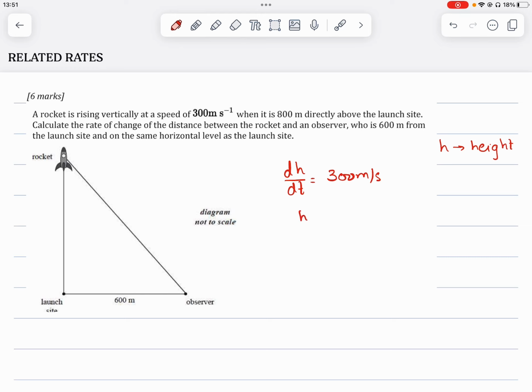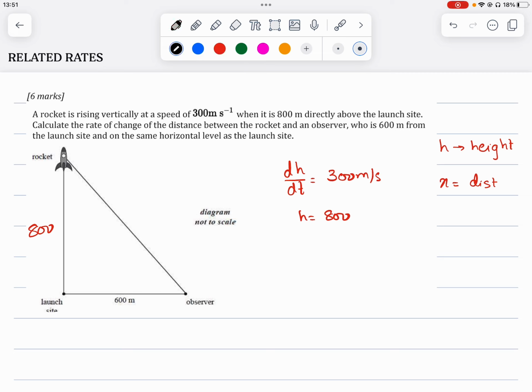Next, when it is 800 meters above the launch site, h equals nothing but how much? 800 meters. At that particular height, 800 meters, the height is increasing at a rate of 300 meters per second. Next, calculate the rate of change in the distance. Distance is nothing but what we'll assume as x. The variable that I am using is x, which is going to be the distance. So he is asking us to find dx/dt.